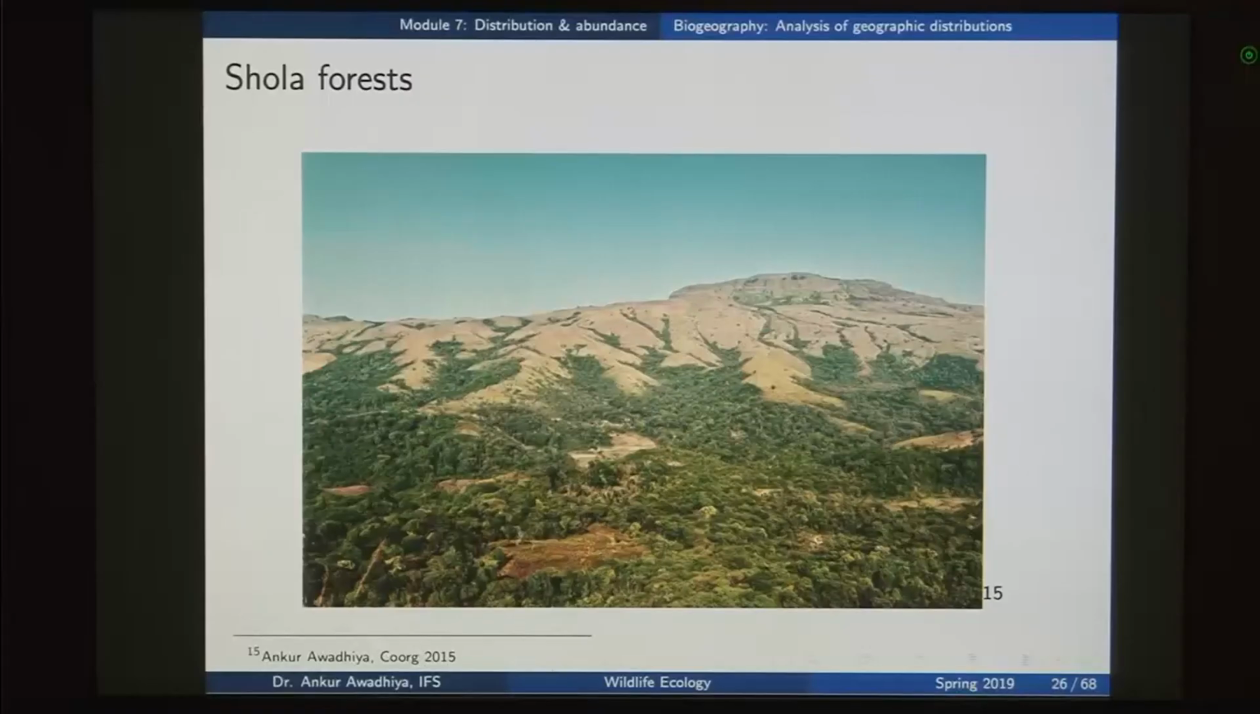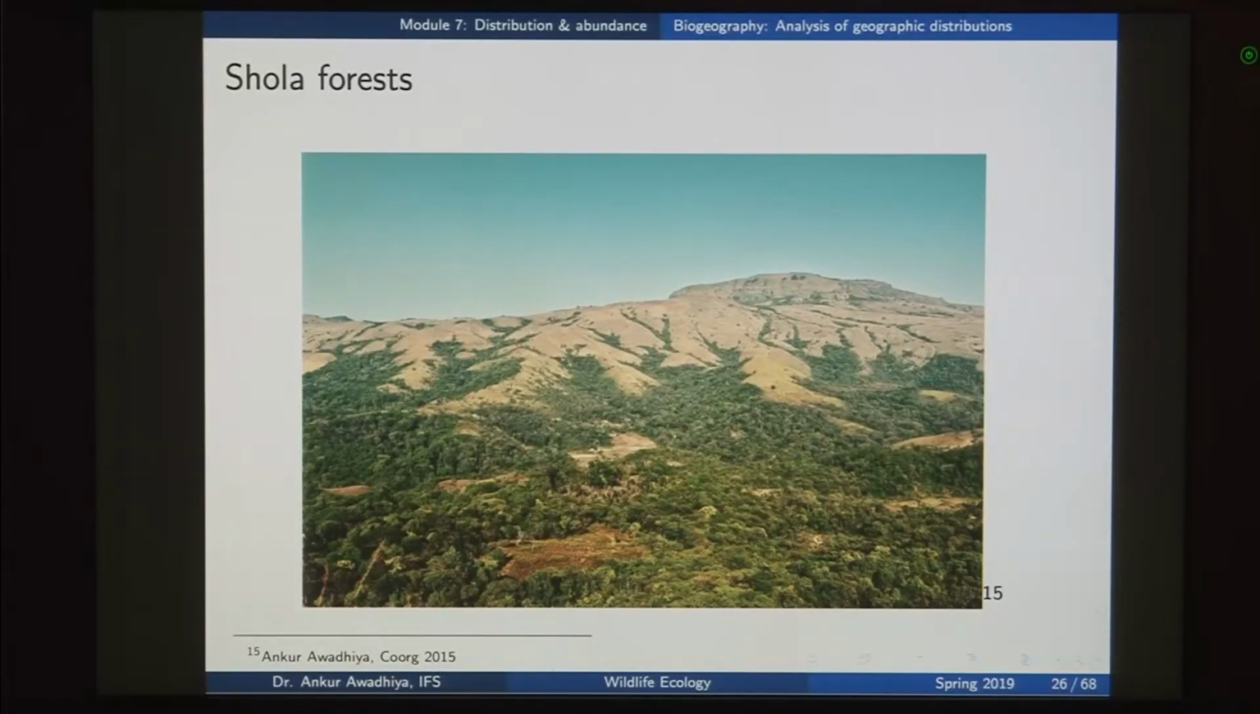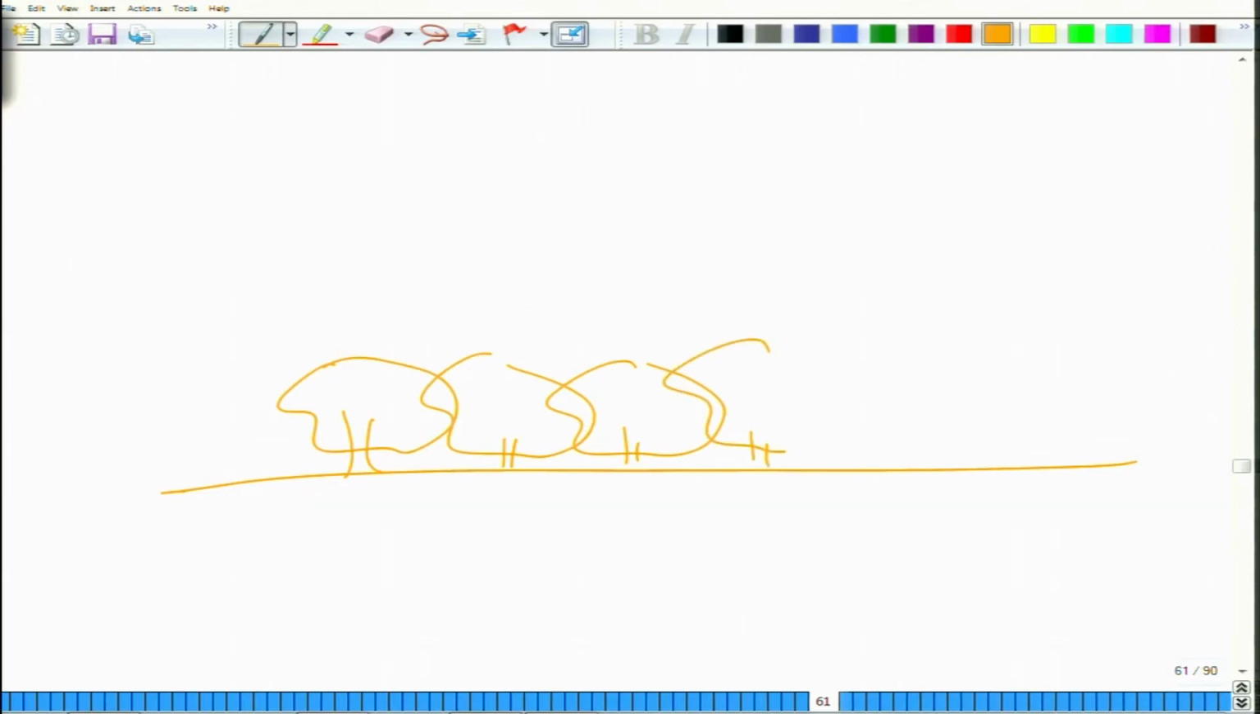Now, this is one adaptation that we will find in the Shola forest. You will find that typically the trees are very stunted, so they do not have a great height. So, you will have trees that are extremely stunted, plus these trees will remain close to each other. So, in this case, if there is a high wind speed, it is only applied to this particular tree and the other trees get protected. So, you do not have a high wind speed that is being suffered by these trees.